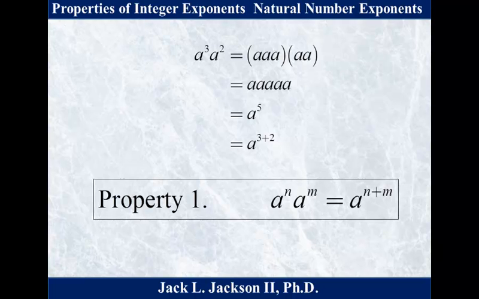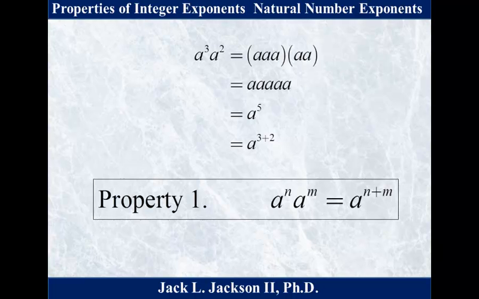So that leads us to property number 1. A to the n times a to the m is a to the n plus m power. Now at this point we're considering n and m to be just natural number powers.